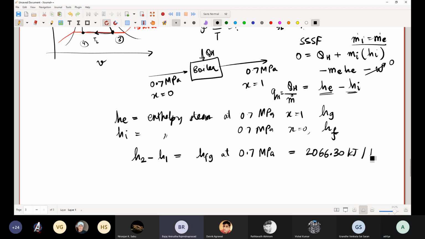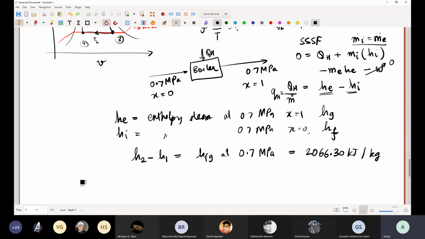So it's 2066. And for those of you wondering how this has come into being, you really need to buckle up, or I will tell you which page number I've taken the property from. It's the saturated water pressure entry table, and the page number is 679 of the scanned documents that you have. I'm not gonna open up the book and show it to you. This you must be able to figure out.